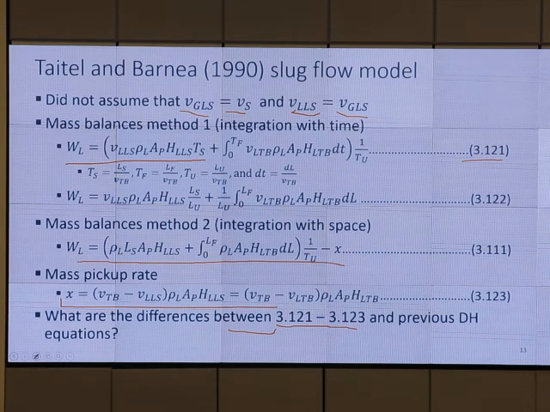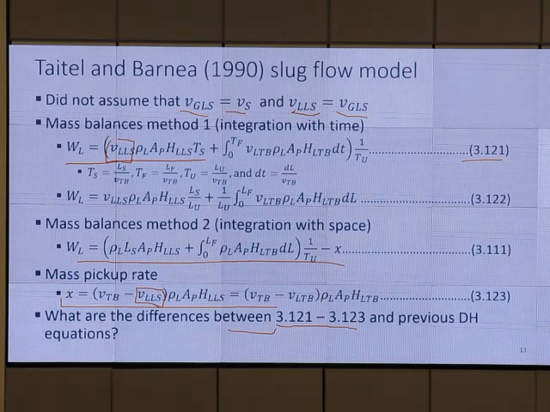They use VLLS instead of VM or VS. Just that. That's the difference, right? The rest, they're the same. So Dr. Hubbard and Tatabani, the difference is that the mixture velocity is replaced by VLLS, because VLLS is not assumed to be the same as the mixture velocity. Good?